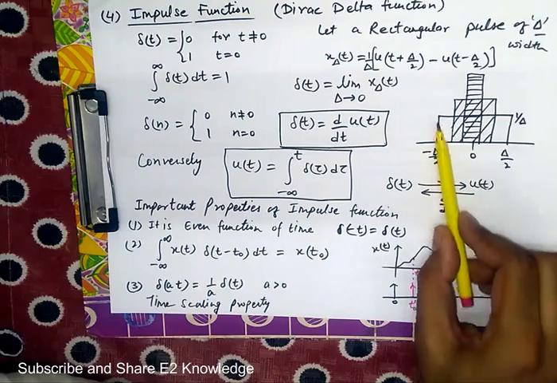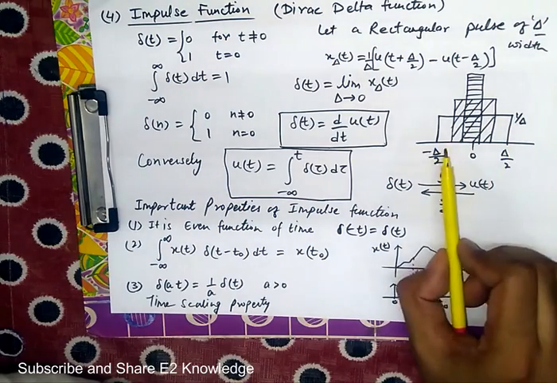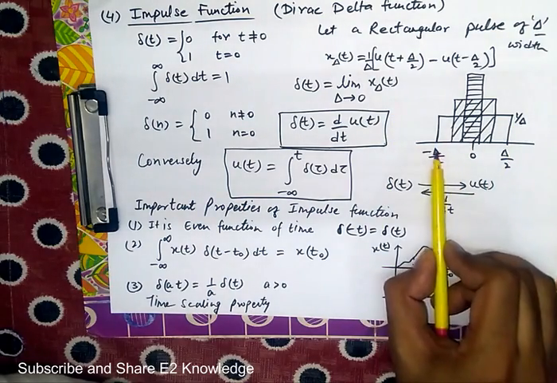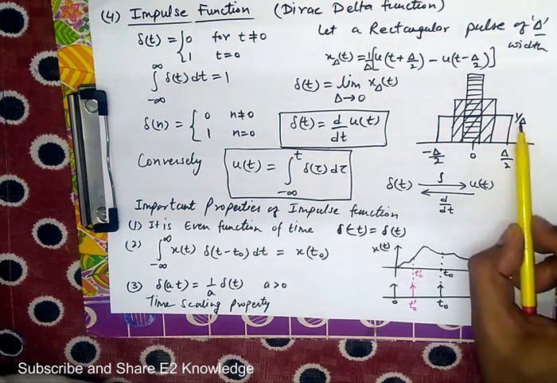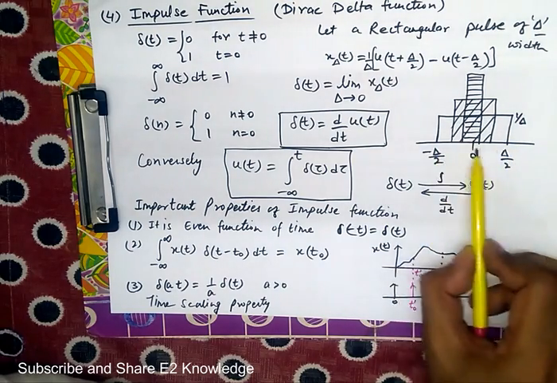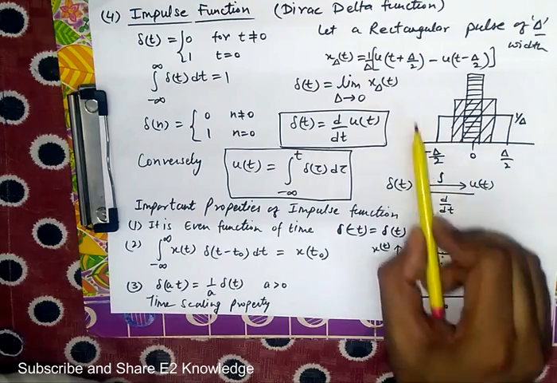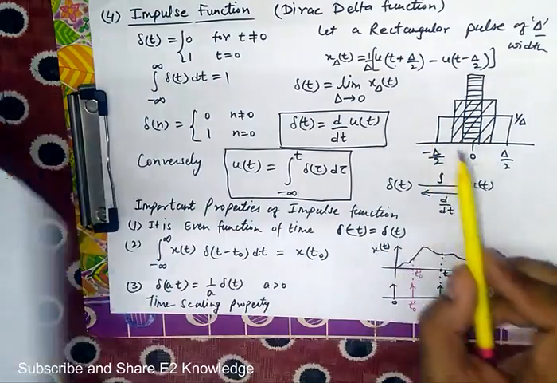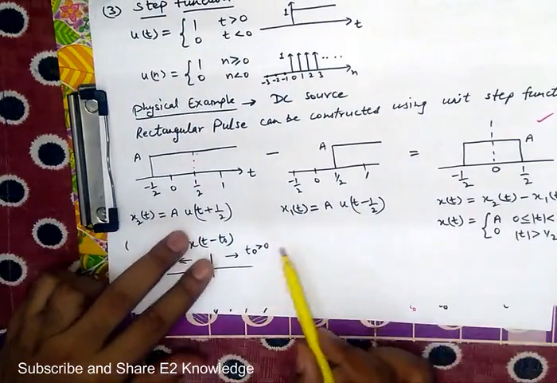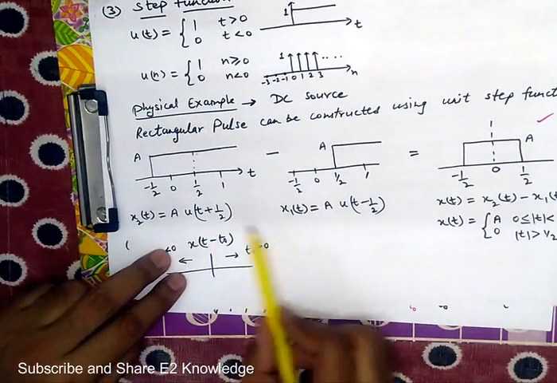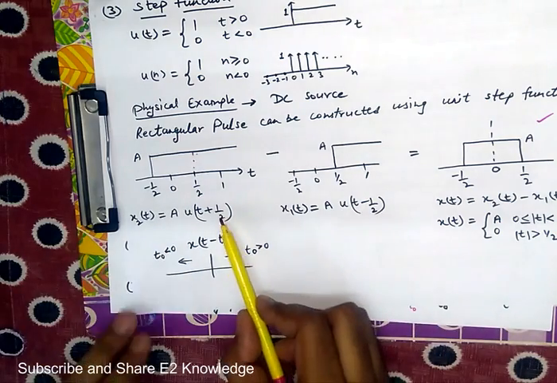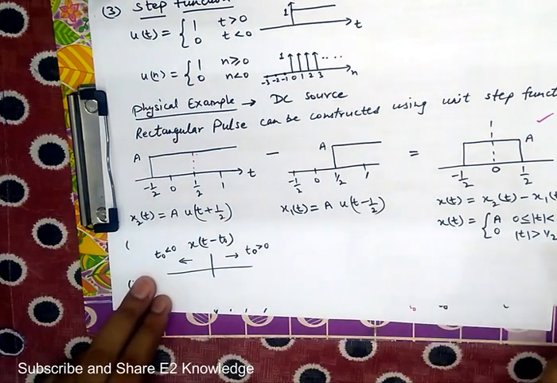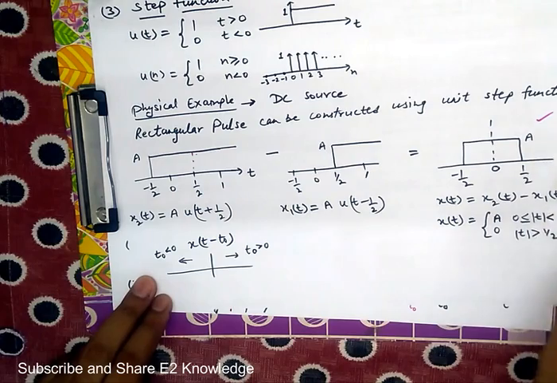Now suppose a rectangular pulse from the last discussion, having delta width and 1 upon delta magnitude. That is, delta width means it varies from u(t plus delta by 2) to u(t minus delta by 2). Just as we did in the previous case, that is u(t plus 1 by 2) and u(t minus 1 by 2), now it becomes delta by 2, delta by 2, and A is now 1 upon delta.